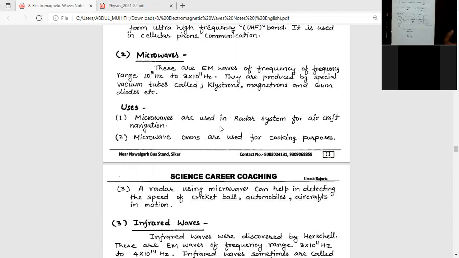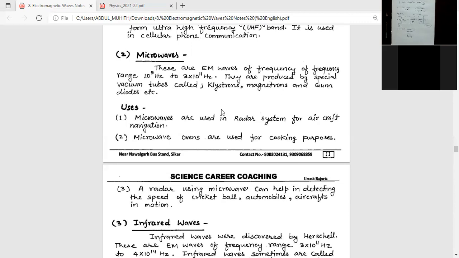Next comes the second one, microwaves. How are they produced? Microwave frequency is from 10 to the power of 9 hertz to 3 into 10 to the power of 11 hertz. They are produced using special vacuum tubes called klystron or magnetrons, and gunn diodes. This is how we produce microwaves: klystron, magnetron, and gunn diodes.